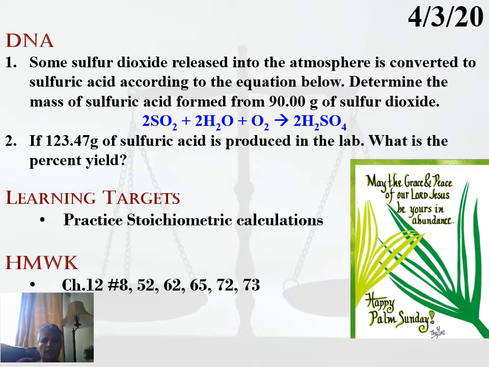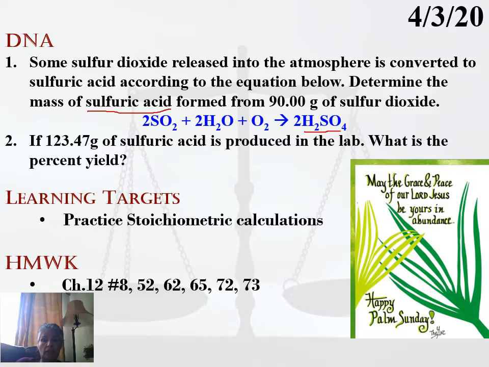Some sulfur dioxide released into the atmosphere is converted to sulfuric acid, according to the equation below. And then the balanced equation is given to you there in blue. Determine the mass of sulfuric acid formed from 90 grams of sulfur dioxide. So the first thing we're going to do as usual is write our known and our unknown. And if you take a look here, we're asked about sulfuric acid. Now if you remember, acids start with hydrogen. So this is our sulfuric acid.